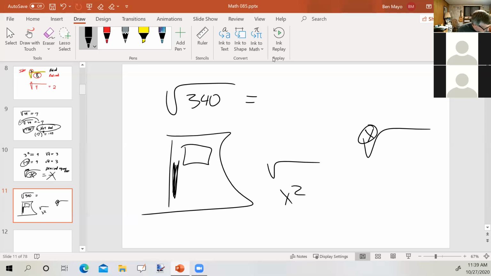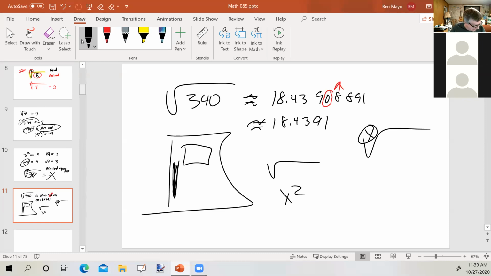And the directions say give the answer to 4 decimal places. So I'm getting 18.43908891. The 4th decimal place would be right there. The 5th place, the 8 would round up. So I'm going to get 18.4391. Okay, and technically this is approximate, but they're saying to round it to 4 places. Any questions on that? Okay. I plugged it in and it gave me 2 with the square root of 85.